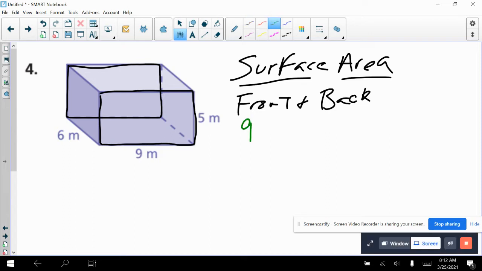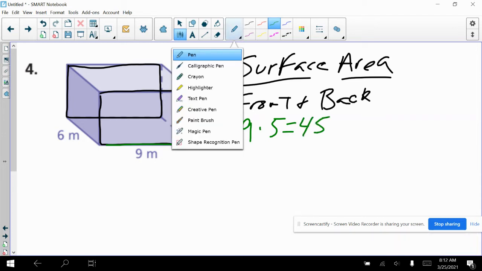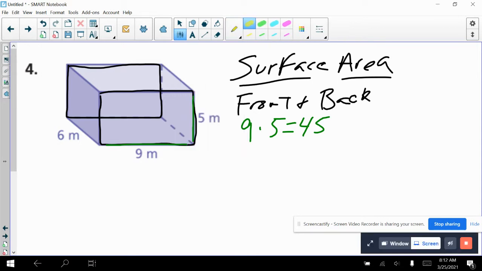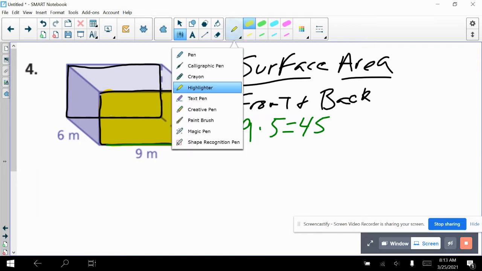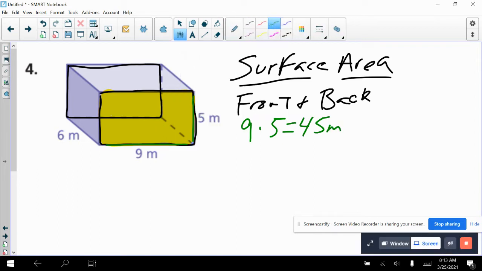Now, this is more of a visual. Once you figure this out, the math is easy. We've already done the math throughout the entire school year, but this is more of a visual to make sure that you get the right number. So 9 is the distance from here to here, and we want to find the height, so we would use 5, correct? The front face, let me shade this in so you can see, is 45 meters squared.